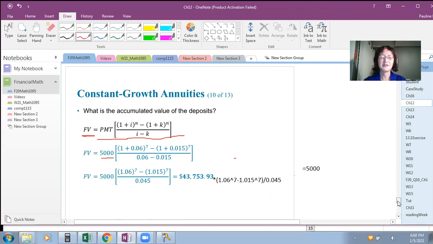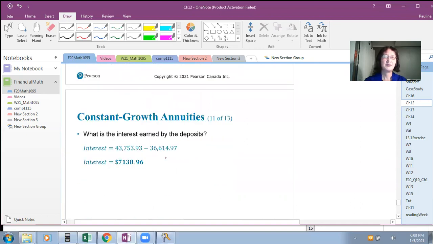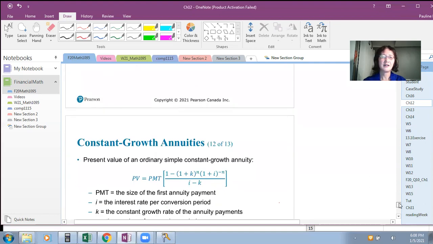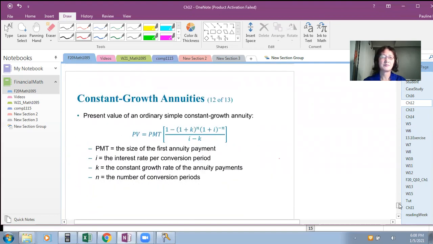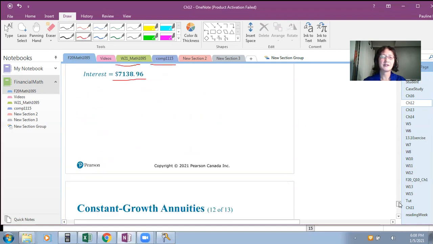So last question. What is the interest earned by the deposits? You use future value minus total amount deposited. The difference is the interest. All right, so this concludes that question.